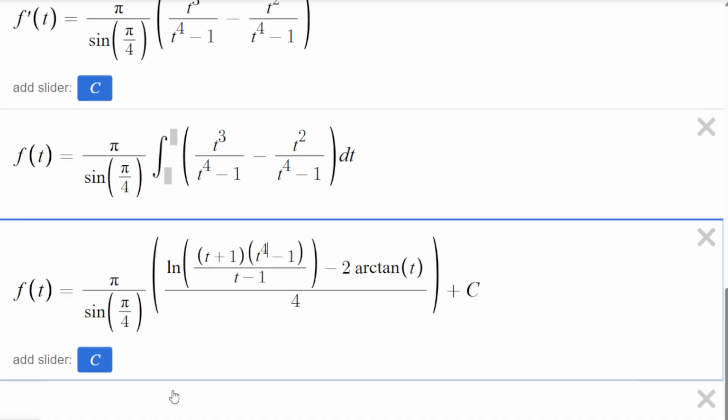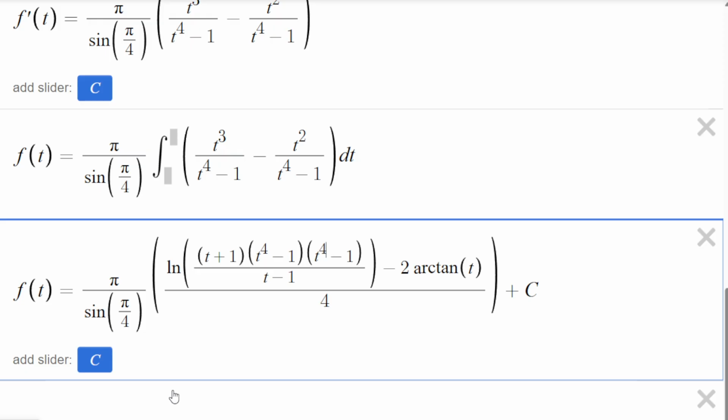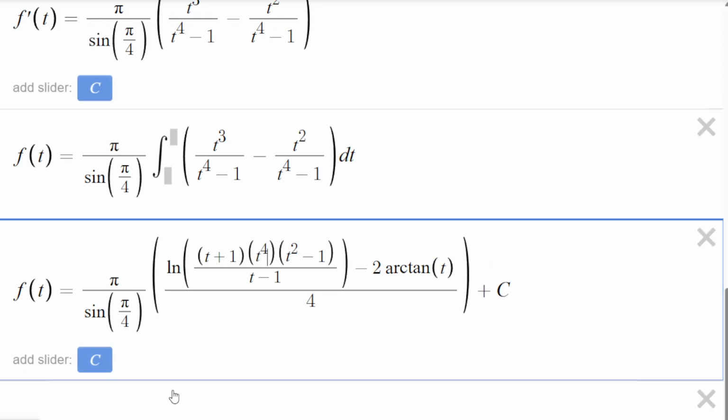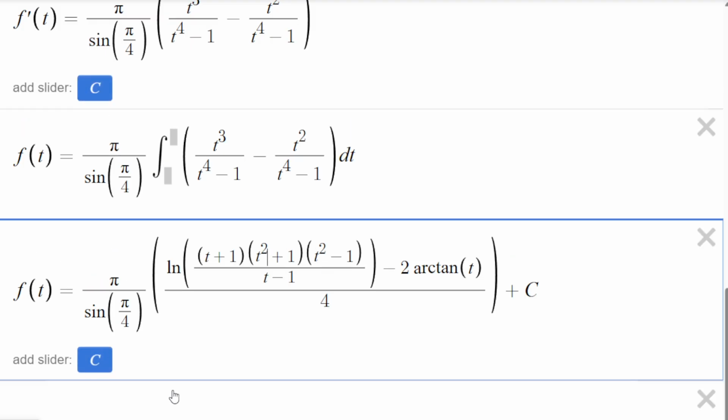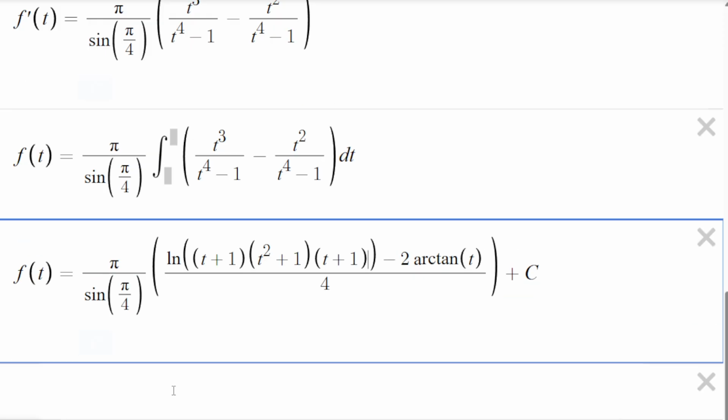So now you'll notice that this can be broken up into t squared plus 1, t squared minus 1. And this can be further broken up into t squared plus 1, t squared minus 1. I'm not going to write t plus 1, t minus 1. I'm just going to leave the t plus 1 because the t minus 1 is going to cancel this. All right, great. So there's our f of t.